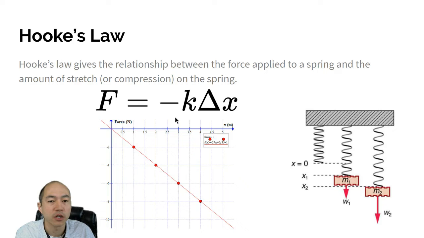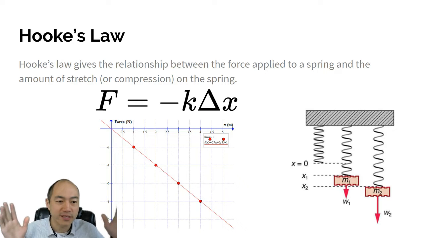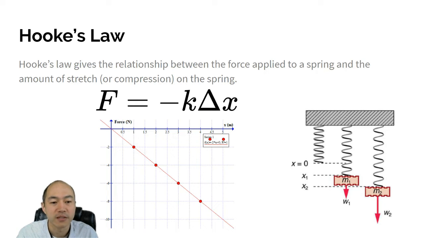And this is what is called Hooke's law. They often refer to springs as being Hookean, which means that they are linear. As I stretch it, if I stretch it 1 meter, it requires so much force. If I stretch it 2 meters, it requires twice the amount of force. If I stretch it 3 meters, it requires 3 times as much force.